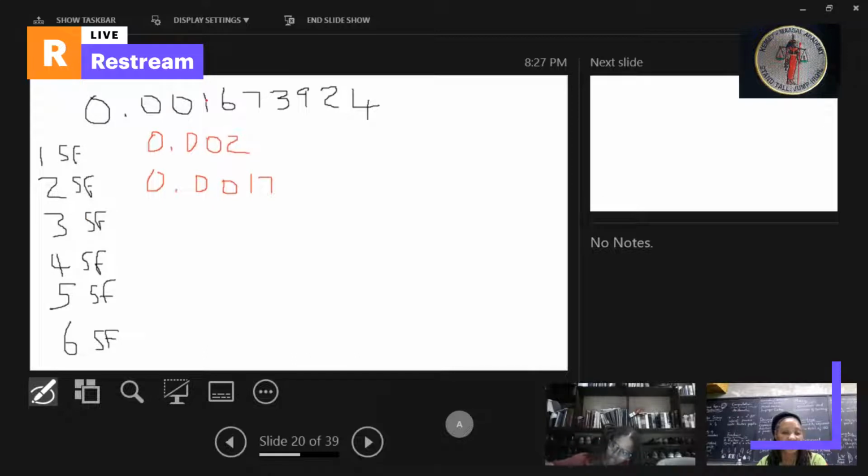3 significant figures, 1, 2, 3. This is less than 5. We're not going to add 1 to the 7. So it's 0.00167. 4 significant figures, 1, 2, 3, 4. This is 9. We're going to add 1 to the 3.